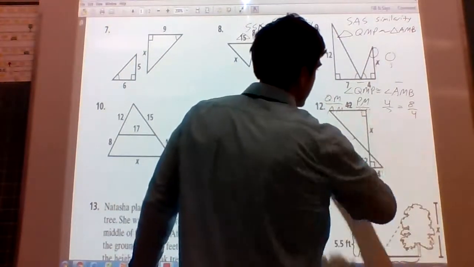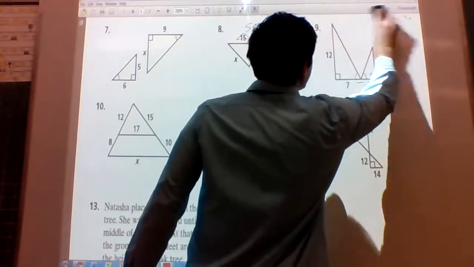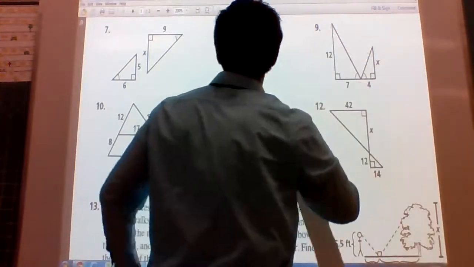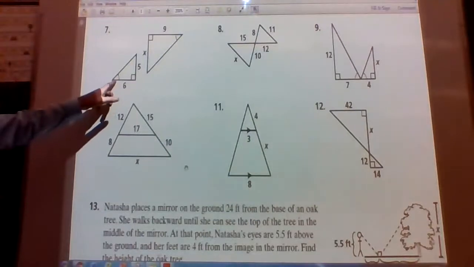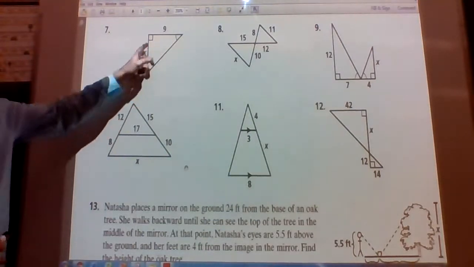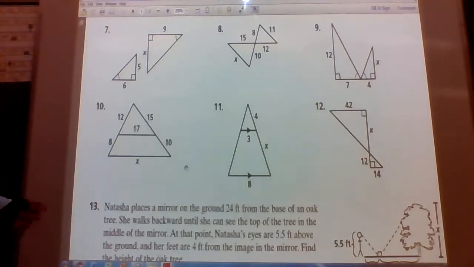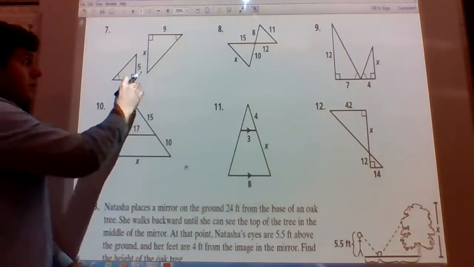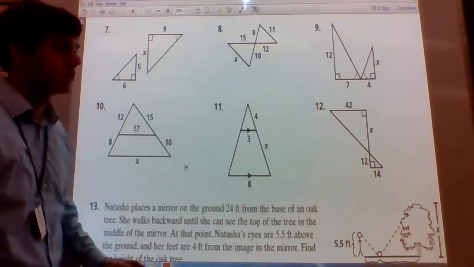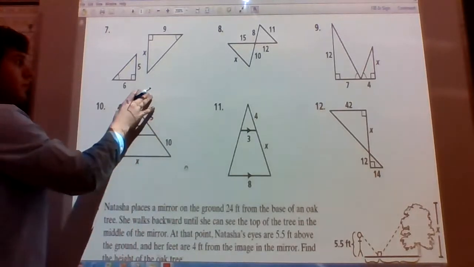Number 7, we see we have 2 pairs of angles that are congruent. Right angle, these 2 angles are congruent, and then the right angles are congruent. Therefore, by angle similarity, the triangles are similar. Since the triangles are similar, we know the sides are going to be proportional. Okay, so we can set up a ratio here.